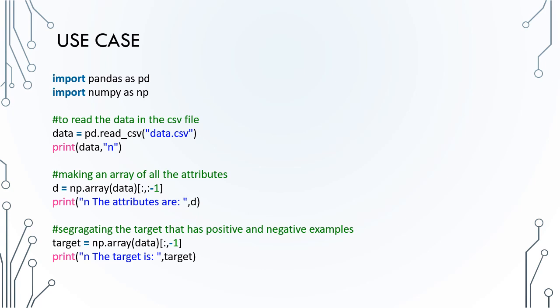Here is an example of the Find-S algorithm with Python. We are importing pandas as pd and numpy as np in Python. Now we are reading the data in the CSV file: data equals pd.read_csv of data.csv. Here we are putting the data CSV file and printing the data. Then we make an array of all the attributes: d equals np.array of data, and print all the attributes. Then we segregate the target that has positive and negative examples.